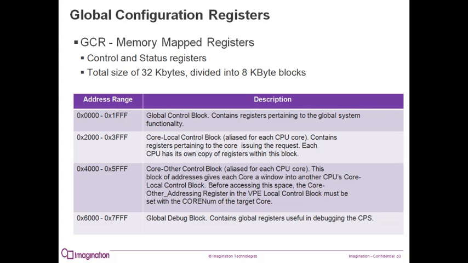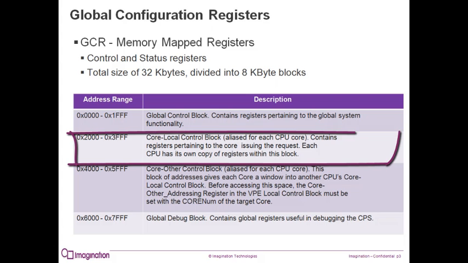Some configuration values are on a per-core basis, so each core has a set of registers that pertain to these local configuration items. This set of registers is called the Core Local Control Block. The address range for this block is the same for all cores relative to the local core performing the load or store to this block.